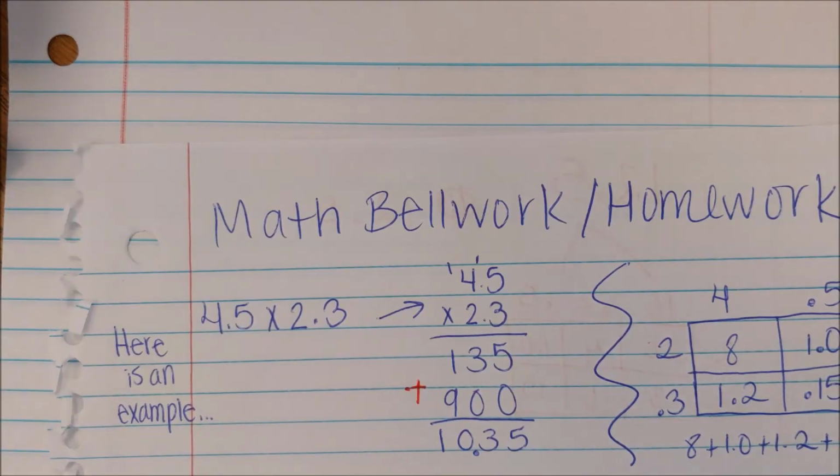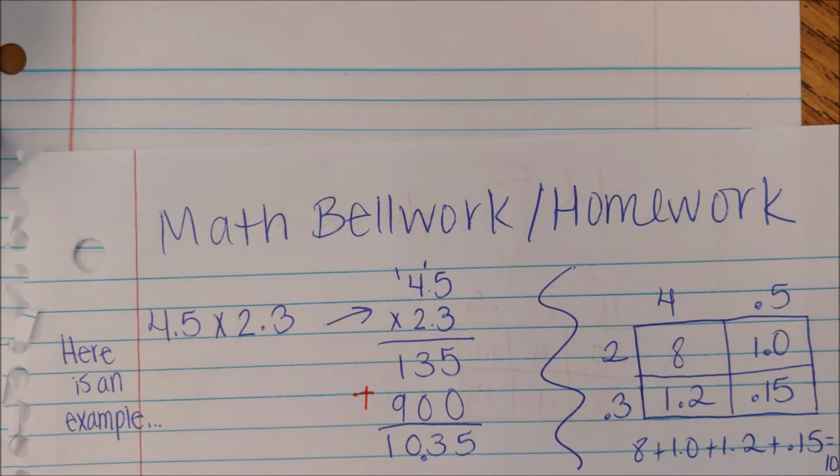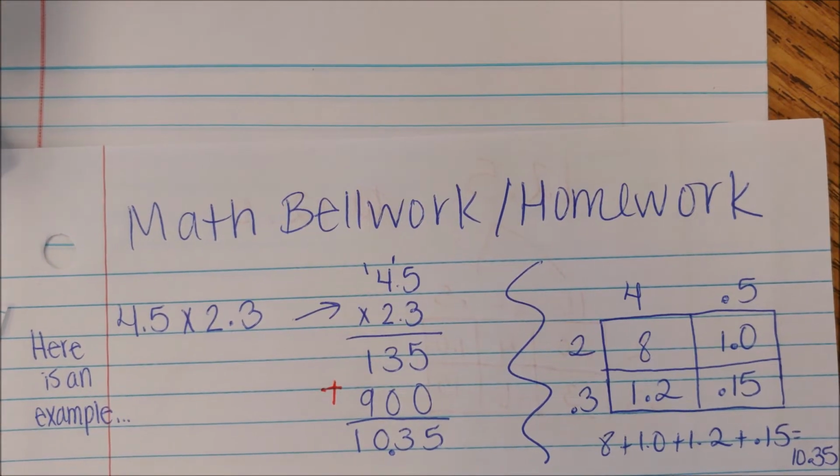So this math bell work and homework is on using either standard algorithm or partial products to multiply two decimals together. So a decimal by a decimal. In this case, 4.5 times 2.3. So this is an example of how to solve it. These are examples that were already provided for these students on their worksheet, so they should already have that.